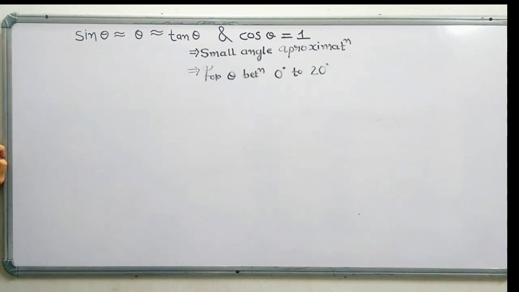Beyond the 20 degrees, the relation will give you an answer, but the answer will have so much error that it will be unacceptable for use.